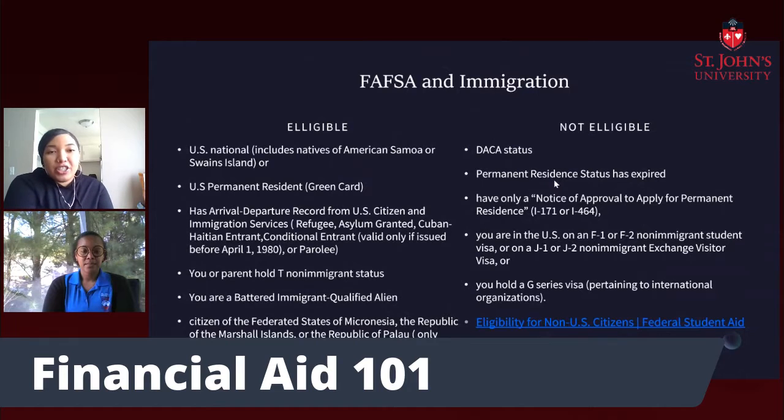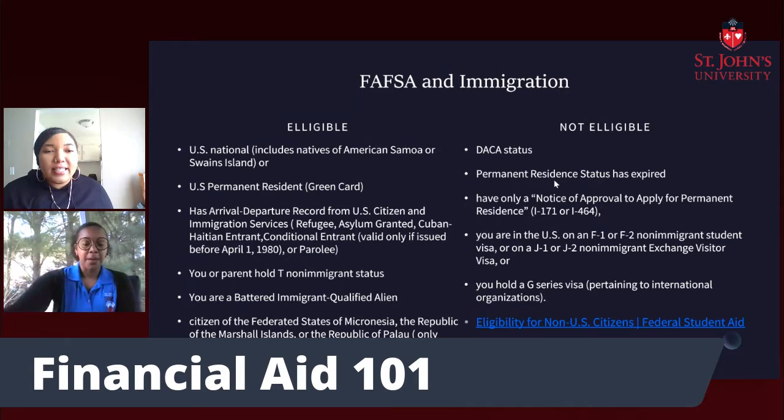So FAFSA and immigration. Here I have laid out a list of students who are eligible versus students who are not eligible for FAFSA aid. Those who are eligible would be U.S. nationals, which includes natives of American Samoa or Swains Islands, and U.S. permanent residents, also known as green card status, with an arrival departure record from U.S. Citizen and Immigration Services. This includes refugees, asylum granted, Cuban Haitian entrants, conditional entrants, as well as parolees.